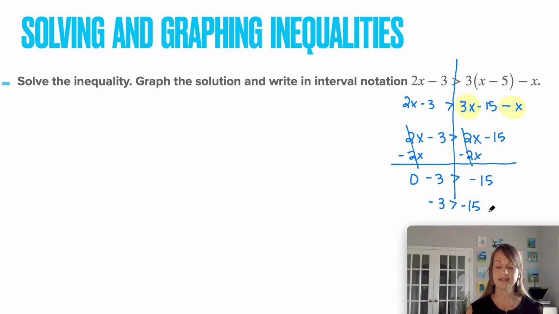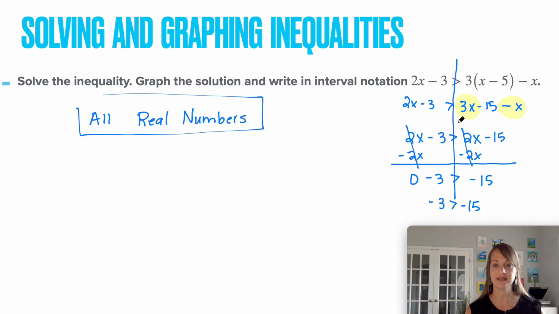There are no x's. Now, is -3 greater than -15? Yes, it is always greater. So therefore, the answer to this inequality is actually all real numbers. No matter what you plug into x, the x's end up canceling, leaving you with a statement that is always true. So in this case, you would get all real numbers.